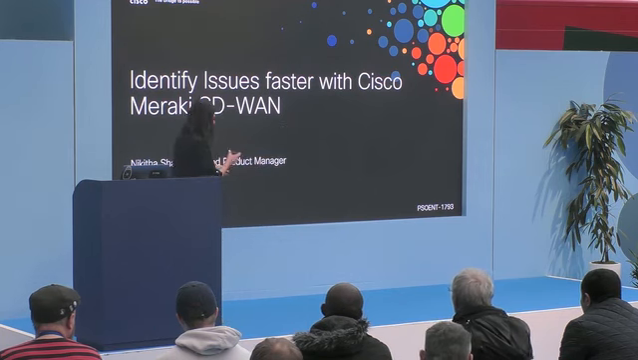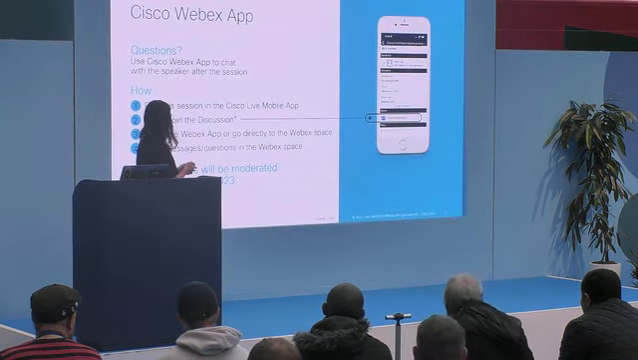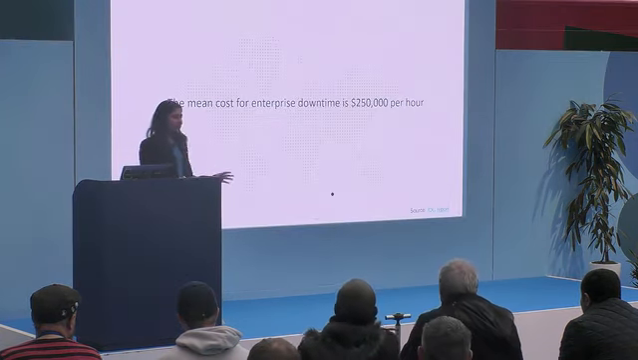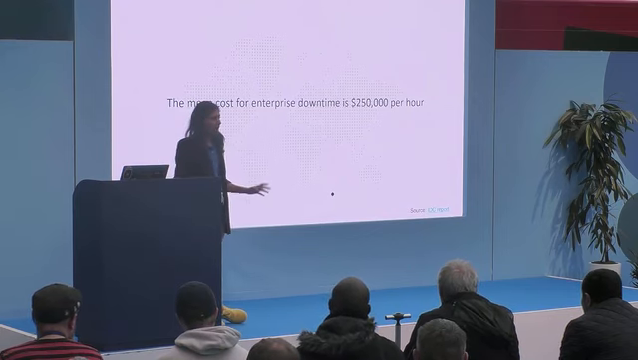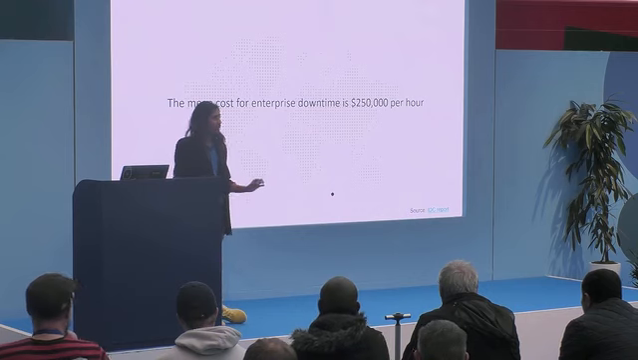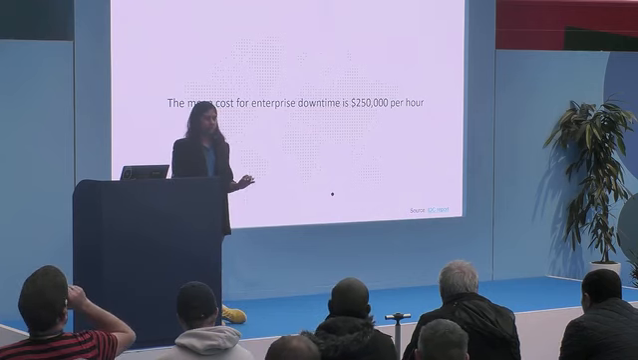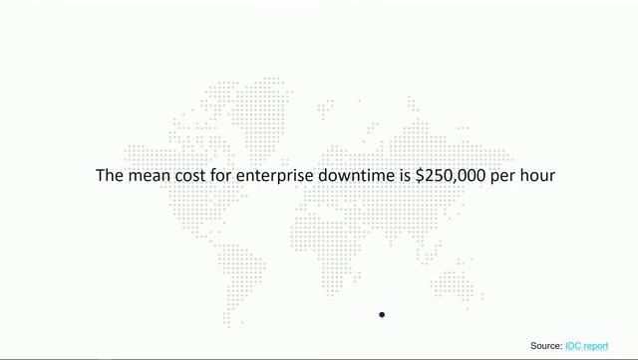In a recent study by IDC, it has been shown that the mean cost for a network downtime for an enterprise is $250,000 per hour. Hopefully, all of you had this number in mind and are not surprised. And this number can be higher for larger organizations and can even reach millions of dollars. So the question is, what can we do, right?